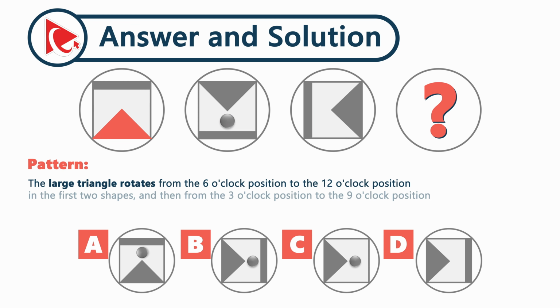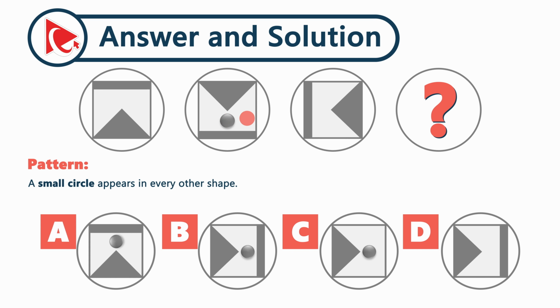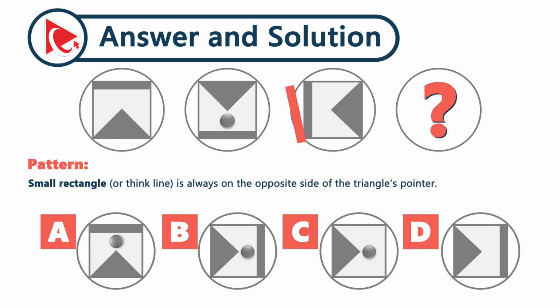The large triangle rotates from the 6 o'clock position to the 12 o'clock position in the first 2 shapes, and then from 3 o'clock position to the 9 o'clock position in the 3rd and 4th shapes. Small circle appears in every other shape, so we would see it in the target shape, which is missing. And then small rectangle is always on the opposite side of the triangle's pointer.